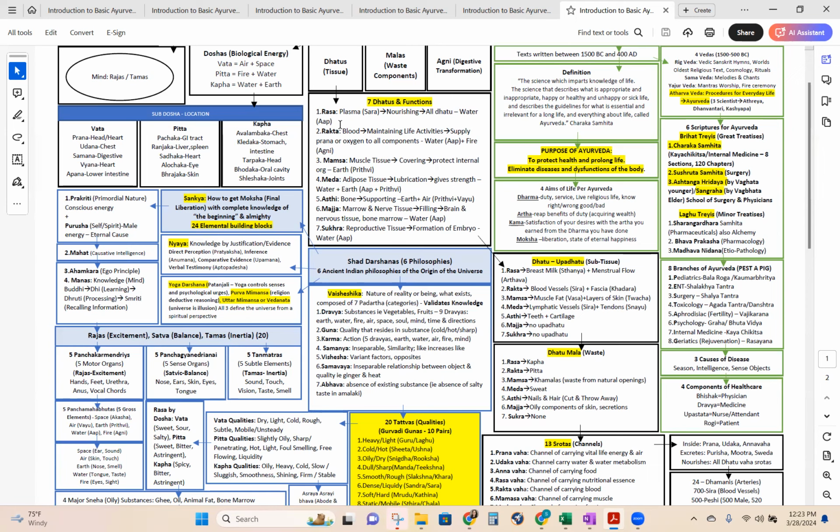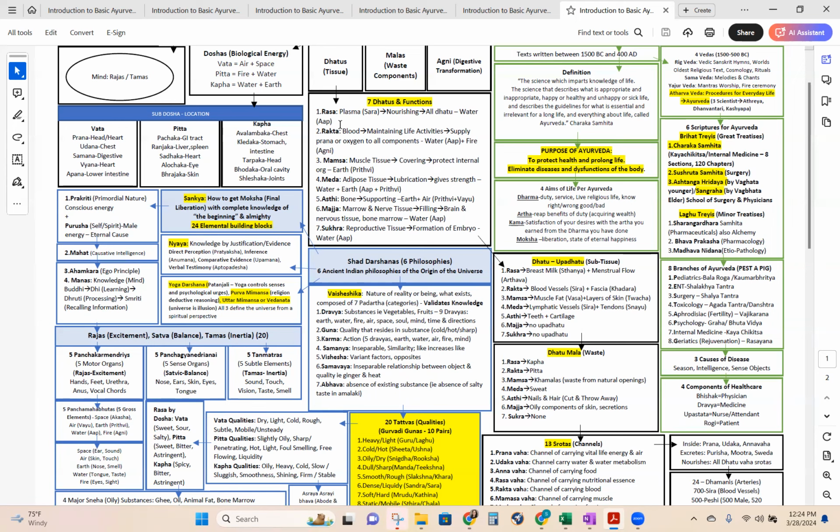Rakta, the subtissue of rakta is sira and kandara, the blood vessels and the fascia. The upadhatu, the subtissue of mamsa, is the muscle fat and layers of the skin, vasa and twacha. For Meda, the upadhatu of Meda is sira and snayu, the lymphatic vessels and the tendons. The upadhatu of Asthi is teeth and cartilage. There is no upadhatu for Majja or Shukra.